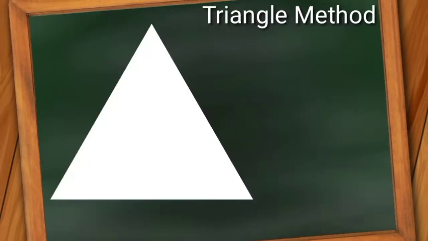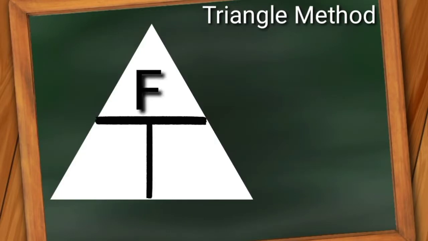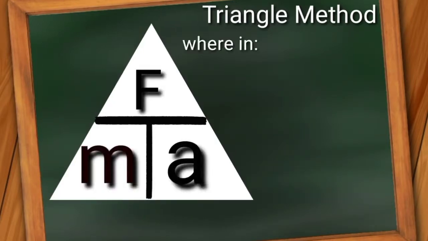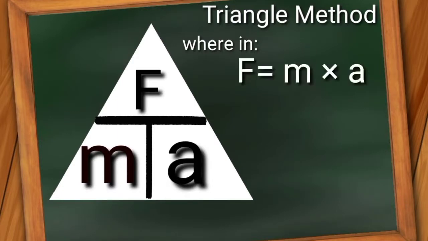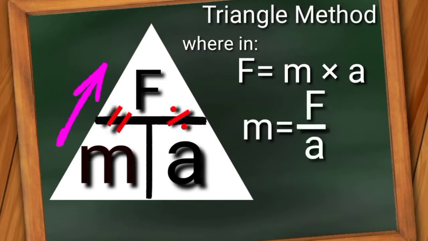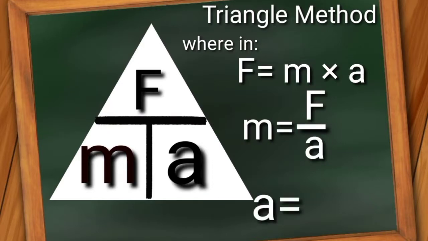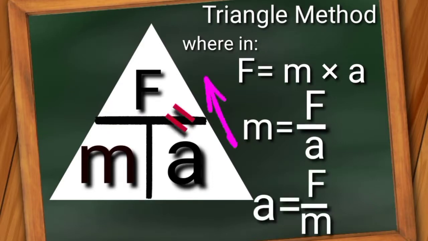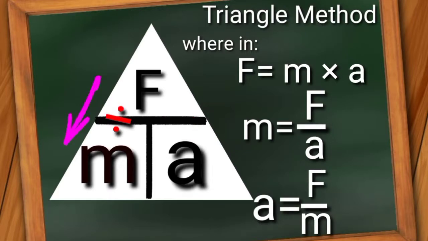Or use the triangle method. First, draw a triangle, divide it like this. We have upper and lower part. We have capital F on the upper and small m and a on the lower. Use the figure and follow the arrow wherein F equals m times a, m equals F divided by a, and a equals F divided by m. This is a simple tip to familiarize the formula.